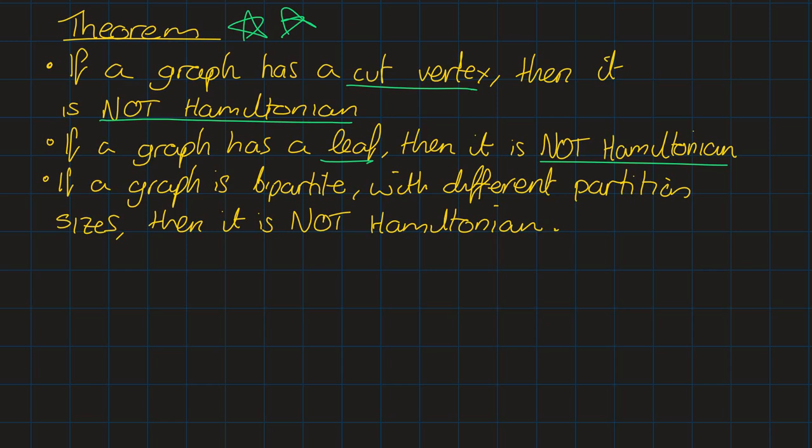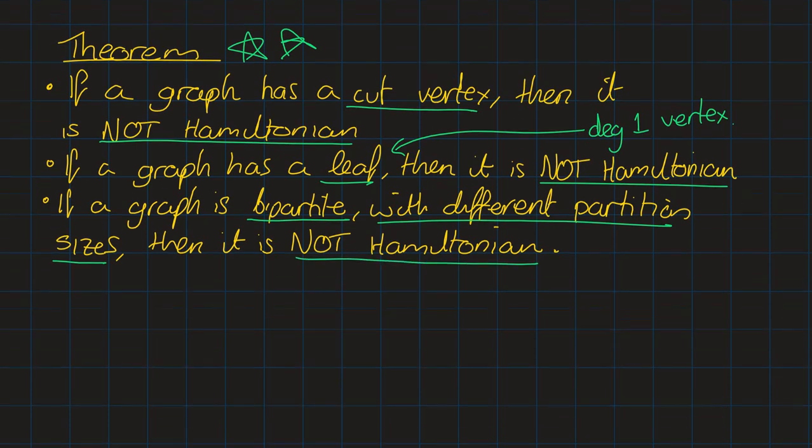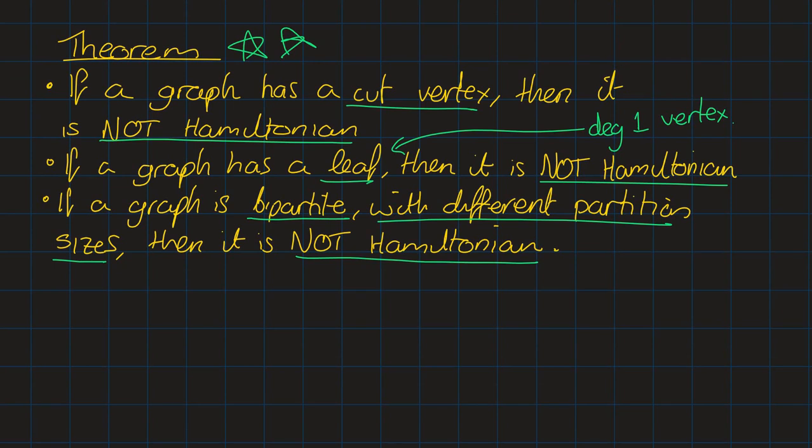A leaf, if you remember, is a degree 1 vertex. So a vertex with degree 1. And the final part of the theorem says if a graph is bipartite with different partition sizes, so that's important, then it's not Hamiltonian. This is a really important theorem and it's a lot to digest, so I recommend that you really take a minute to sort of take in this theorem.